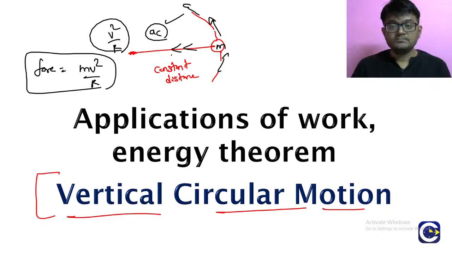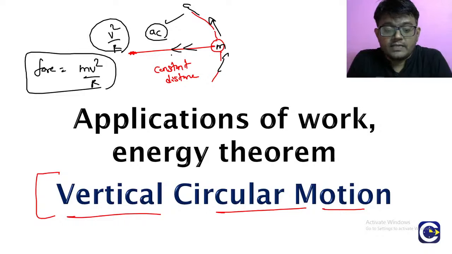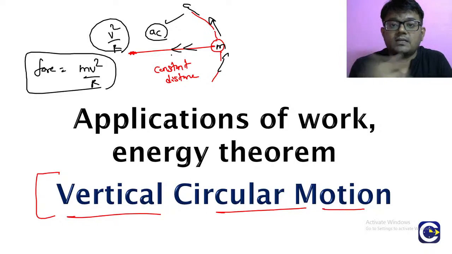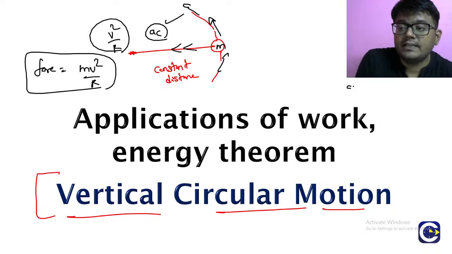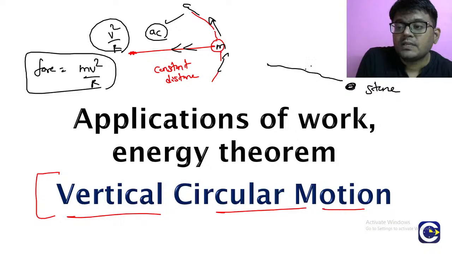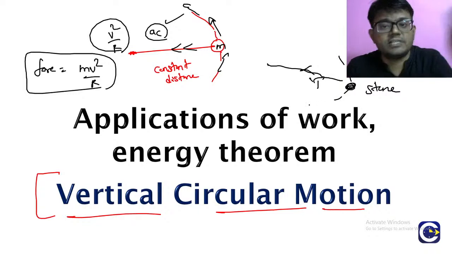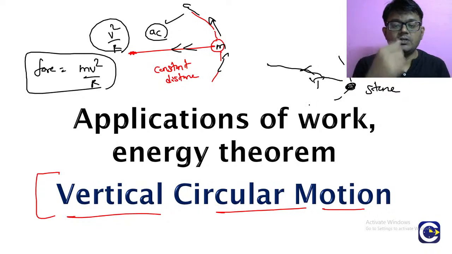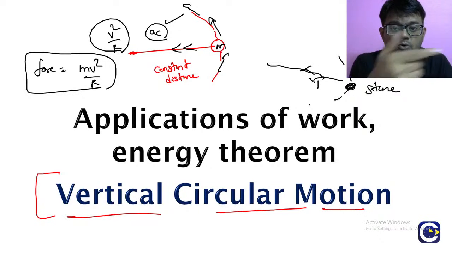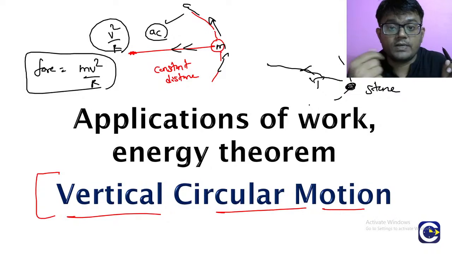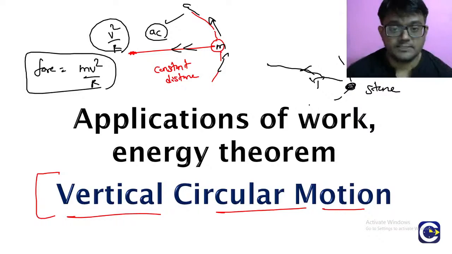Like if you look at a stone, we tie a stone to a rope and start rotating the stone in a circular path. What happens? The stone is here, a rope is here. The rope will exert what? Tension. So when I try to rotate the stone by tying it to a rope, the rope will exert tension. You can see the tension force will always be acting towards the center. So that will provide the centripetal acceleration.